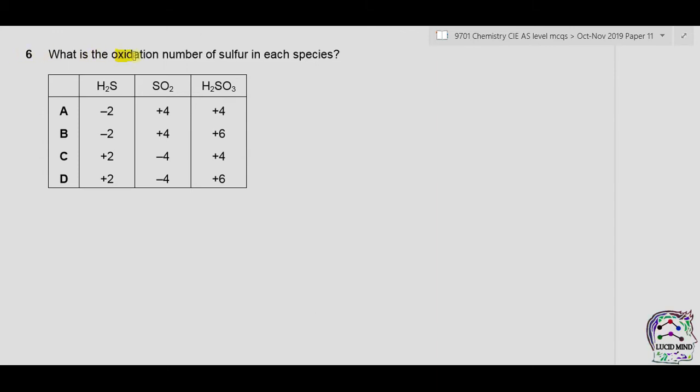Question 6. What is the oxidation number of sulfur in each species? We have H2S, SO2 and H2SO3. Let's find the oxidation state of sulfur. Now in H2S we have 2 hydrogen atoms, 1 sulfur atom and overall charge is 0. Similarly in SO2 we have 1 sulfur, 2 oxygen and overall charge is 0. In H2SO3 we have 2 hydrogen atoms, 1 sulfur atom, 3 oxygen atoms and again overall charge is 0.